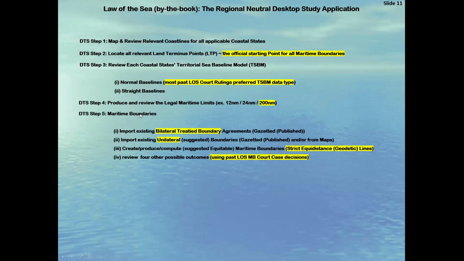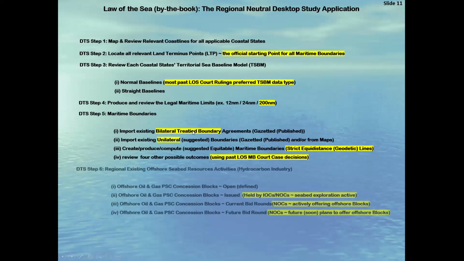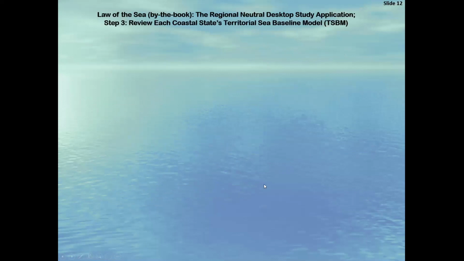Step 5 is the critical one, maritime boundaries. We're going to import the bilateral treaty, both countries unilateral. We're going to offer the strict equidistance line, and then we're going to give a bunch of scenarios from past court judgments. And then we'll review the hydrocarbon.